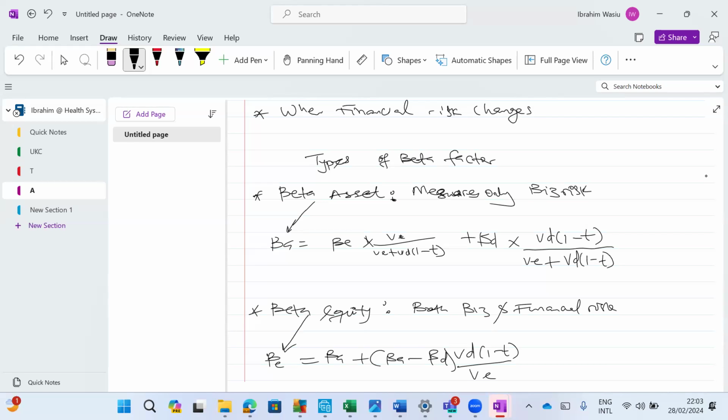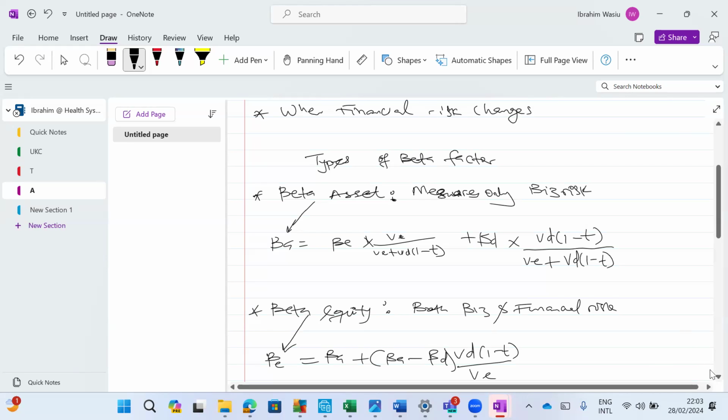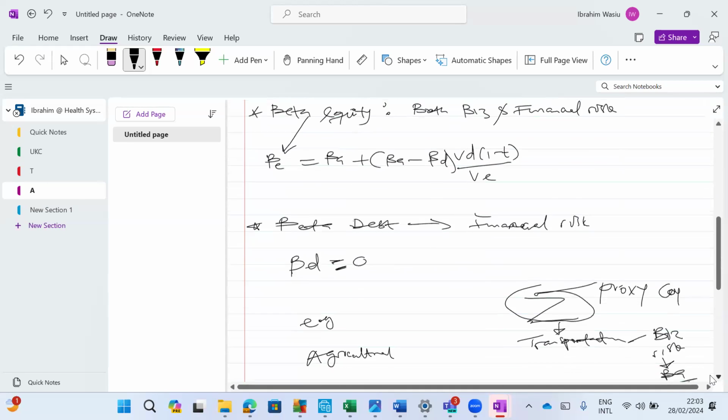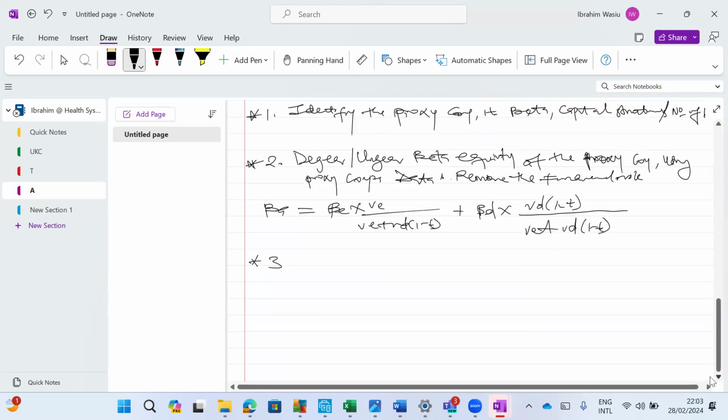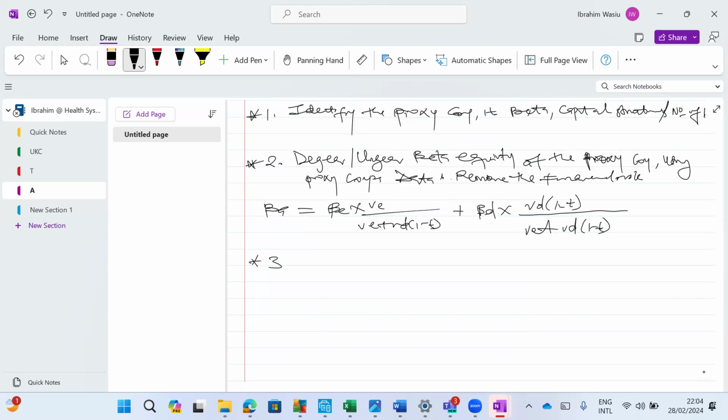Okay, so that is clear enough. Step one, you get the closing company with their data. Step two now, if the better equity is the one given, that is the one with debt and equity, you ungear or degear, which means you try to remove the financial risk from the better equity. And once you remove financial risk from the better equity, whatever you have now is what we call better asset, which only shows business risk. Are we good? Yes, sir.